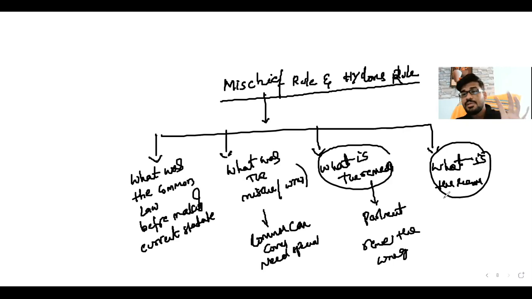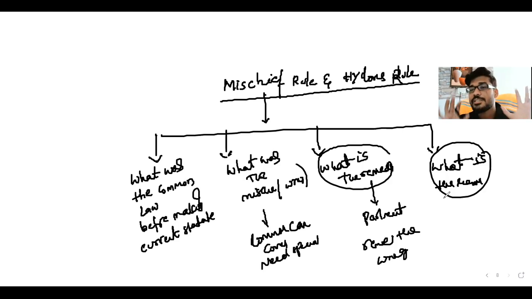So whenever you want to frame new rules and regulations, under the mischief rule and Heydon's rule, you have to find out these four facts. What was the common law earlier? In that law, what is the loophole? How did Parliament overcome that loophole? What is the remedy, and what is the reason for that remedy? You have to identify these.